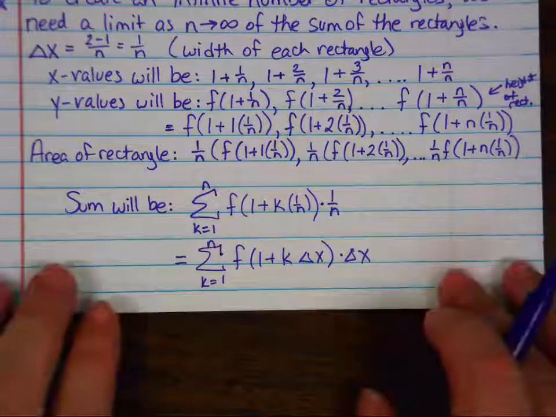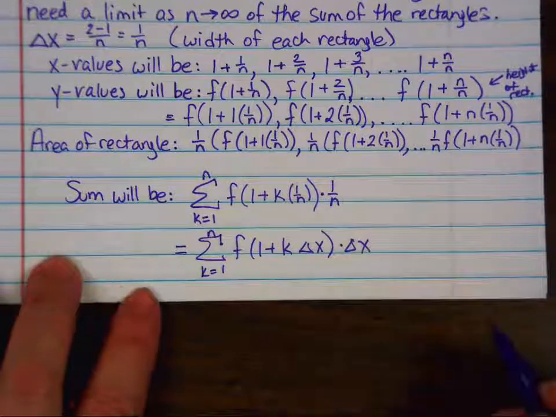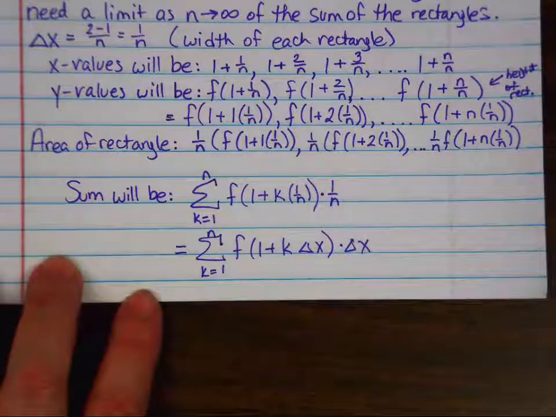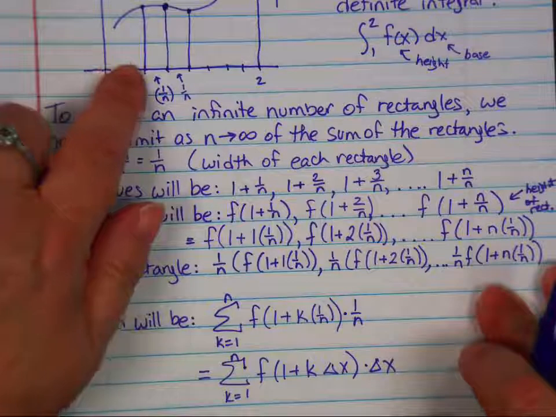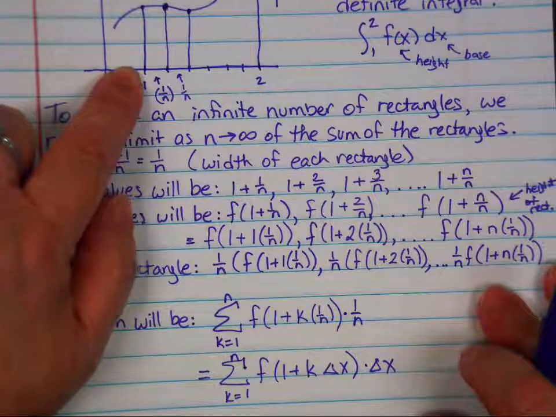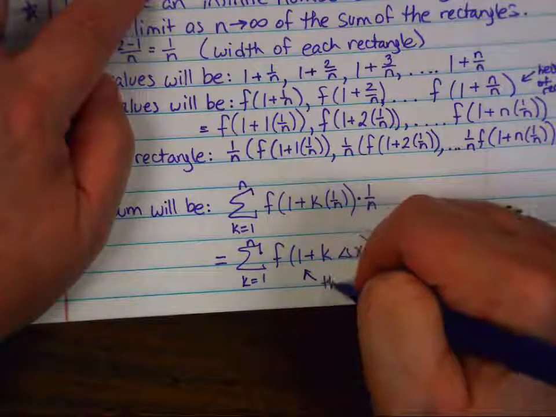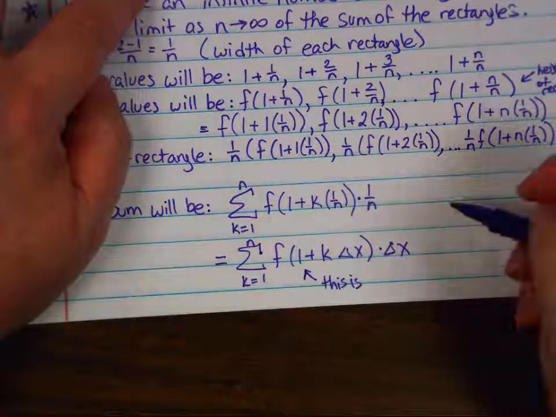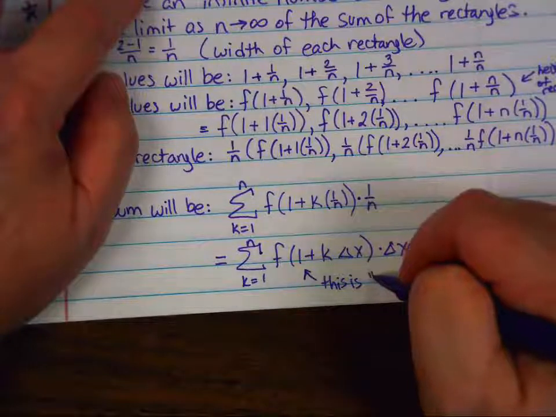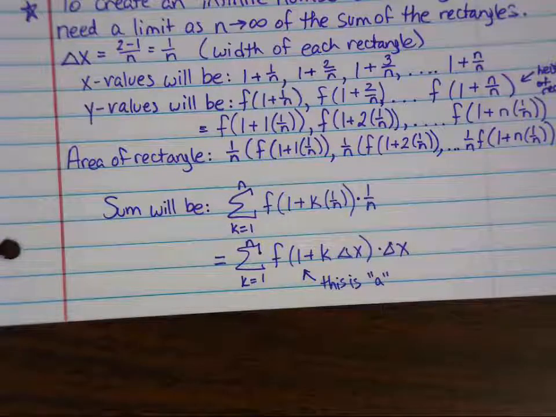Okay, but one thing I got to talk about right here. Where did that 1 come from? Go back and look at the picture. Where did the 1 come from? It's the starting point of my rectangles, right? So, please make yourself a note. This is not always going to be a 1. This is what A is. That's going to be A. Okay? So now we have built the formula for Riemann sums.